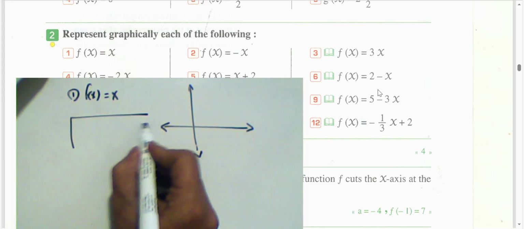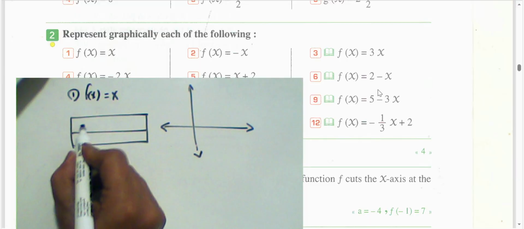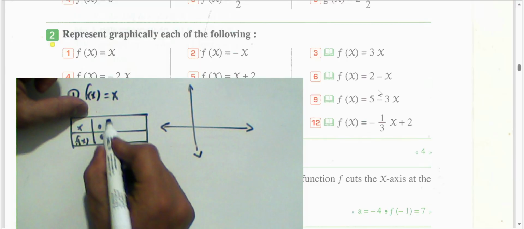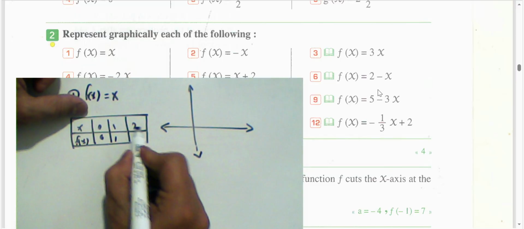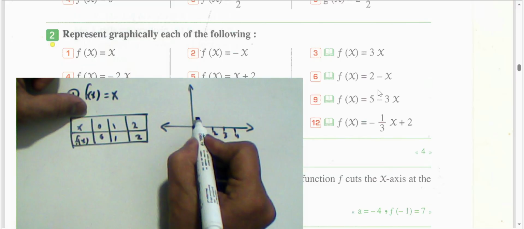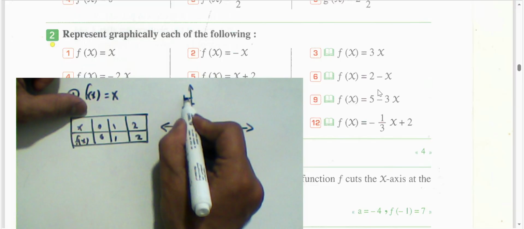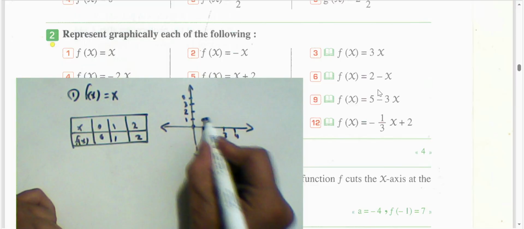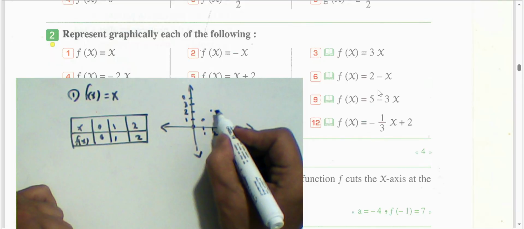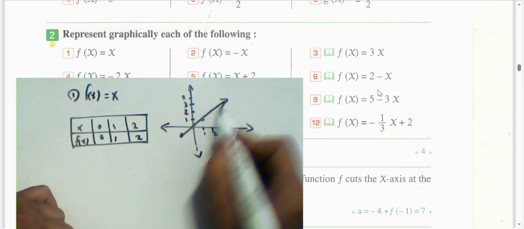We can draw the table: 0, the image of 0, 0, 1 with 1, 2 with 2. We have 0, 1, 2, 3, 4, 1, 2, 3, 4, 0, 1 and 1, 2 and 2, and then draw a straight line passing through the 3 points here.